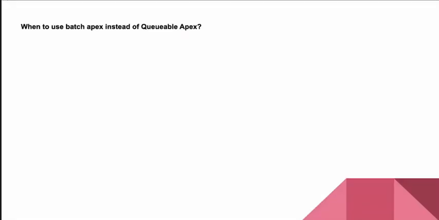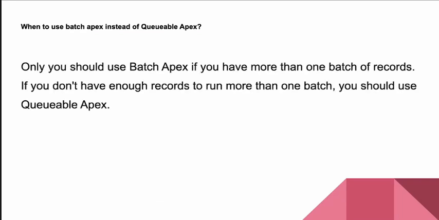When to use batch Apex instead of Queueable Apex? I'm not completely sure. Okay, no problem. So basically, if you have more than one batch of records, you go for batch Apex. If you don't have enough records to run more than one batch, then in that case you go for Queueable Apex. So that's fine. I'll go for the next question.